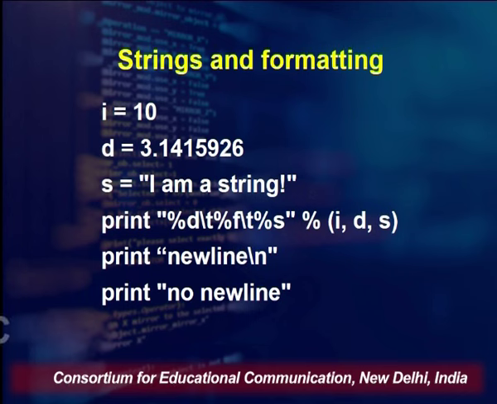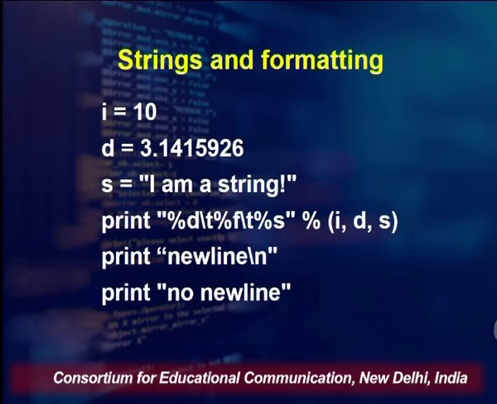So, if we look at strings and formatting, we know that a string is anything which is put in a single quote or in a double quote, or if it is multi-line you can put it in triple quotes. Here what you see is you say %d, you say %f and you say %s. So, d means integer, f means float and s means string, and then you are putting the IDs because these are the values which are an integer, a float or a string.